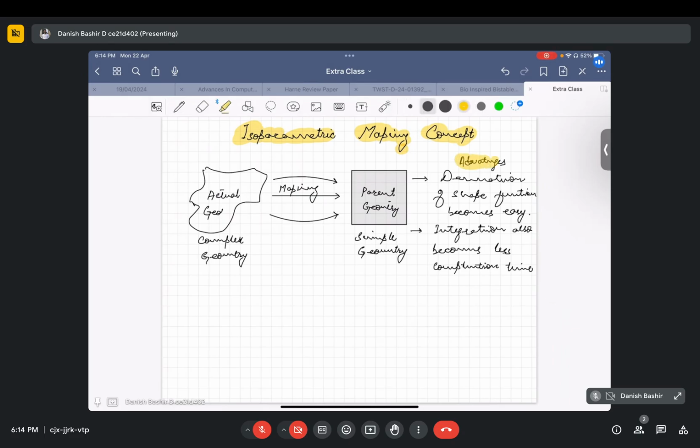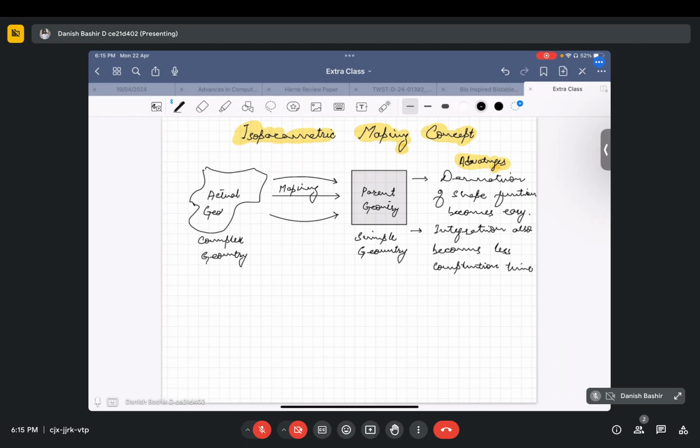So you got the basic concept that it's not possible that every geometry or every problem we solve will have elements in square or rectangular form, where we can easily write Lagrange interpolation functions or shape functions with the help of Lagrange polynomials. So in order to write shape functions for that complex, actual geometry, we map the actual coordinates to another coordinate system such that the geometry becomes simple. Then derivation of our shape functions becomes very easy, and after that the integration also takes much less computational time.